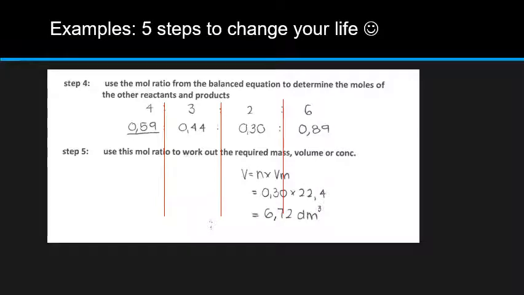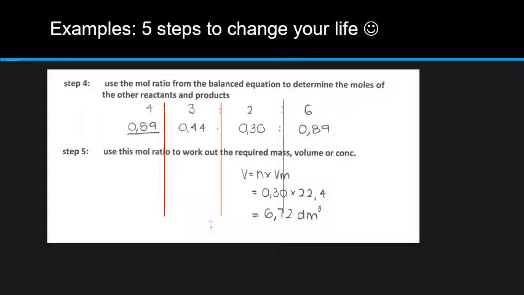And the last thing you're going to do, once you've got your moles and you've got your mole ratio for everything in your chemical reaction, is you're going to use that mole ratio to work out the required mass, volume, or concentration. In this example over here, they wanted the volume of the nitrogen gas. So you're going to put the answer in the column for nitrogen. So in this example, it is column 3. You're going to use your volume calculation, because that's what they asked for, guys. And you should get 6.72 as an answer.